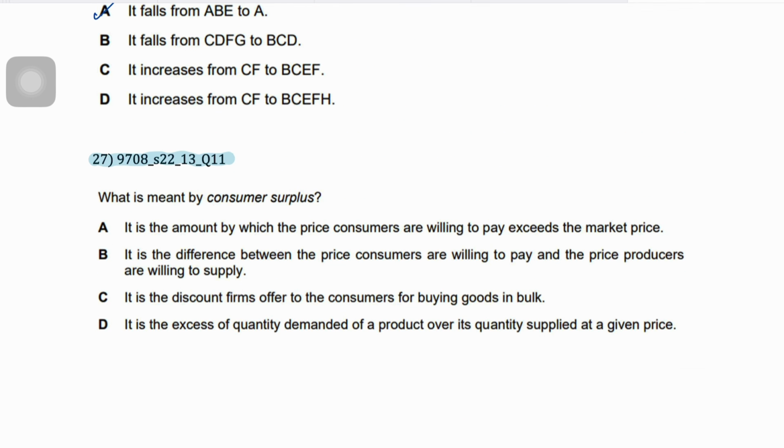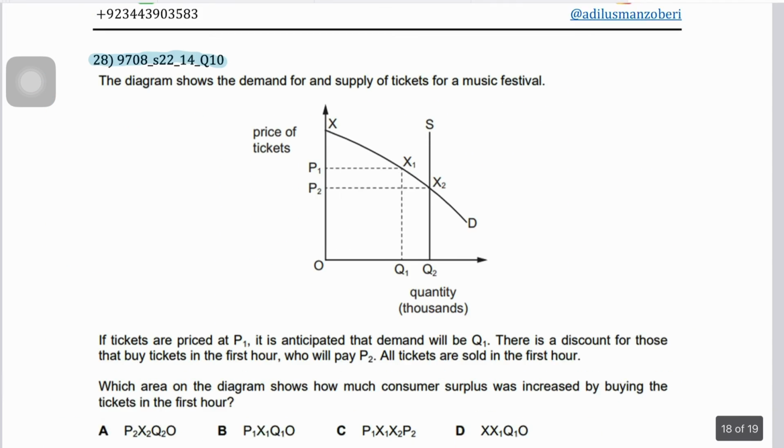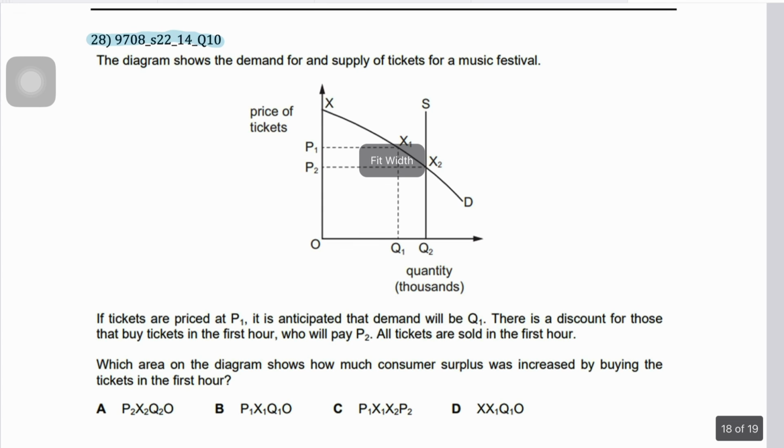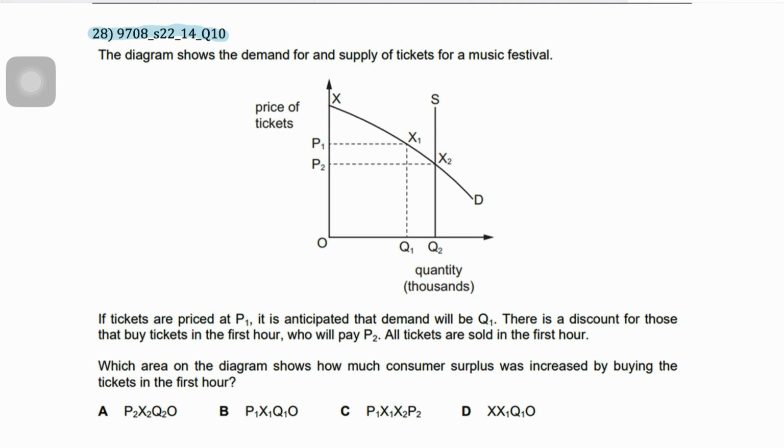Question 27. What is meant by consumer surplus? Now, this is a repeated question. You can do it for yourself as well. You don't need me for this. Question 28. The diagram shows the demand and supply of tickets for a music festival. If the tickets are priced at P1, it is anticipated that the demand will be Q1. So if this is the price, then the demand should be Q1. That's how you solve it, and you put your pens and move it across the diagram so that you can comprehend the diagram as well.